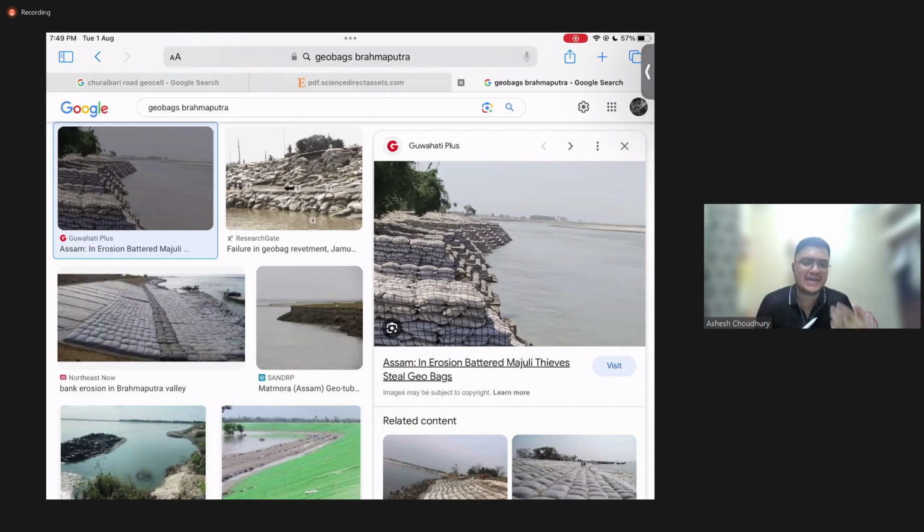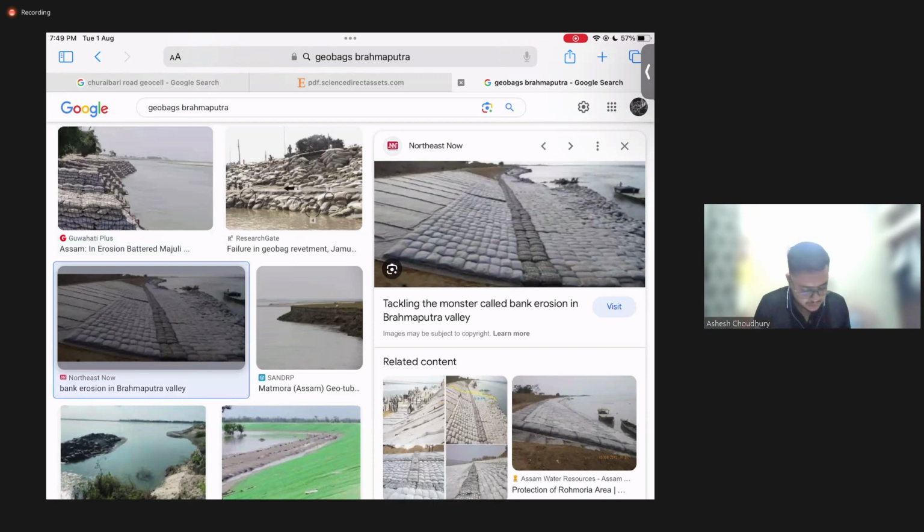Many ideas are suggested regularly by many engineers. Here you can see one of the ideas, that is geobags. Geobags are nothing but bags like sacks, like rice sacks. Similarly, these are made with some geotextile material. Inside there is soil, and it prevents the soil from erosion. Here also you can see bank erosion protection in the Brahmaputra, where the same geobags were used. These geobags are placed over a geotextile layer.